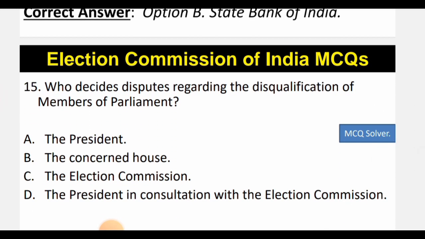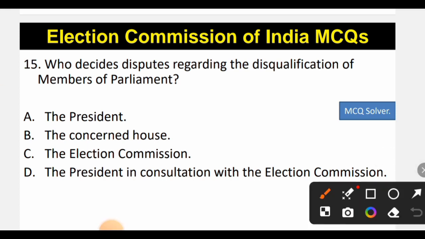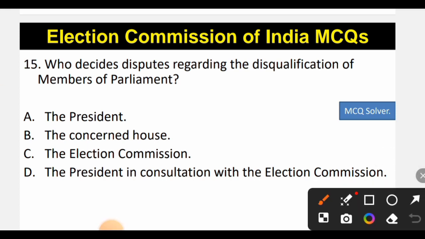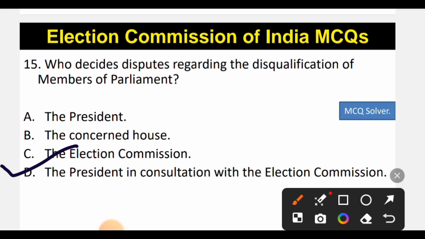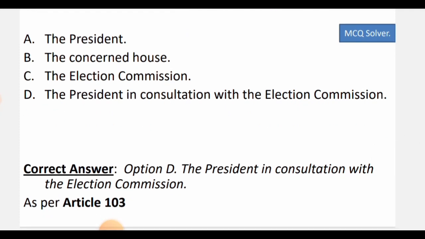Who decides disputes regarding the disqualification of members of parliament? When it comes to the disqualification of members of parliament, it is decided by the President of India in consultation with the Election Commission. So D is the correct option, that is President in consultation with the Election Commission of India. And the MPs are disqualified as per Article 103 of the Indian Constitution.